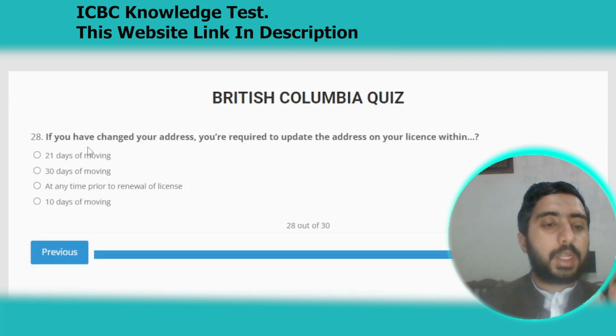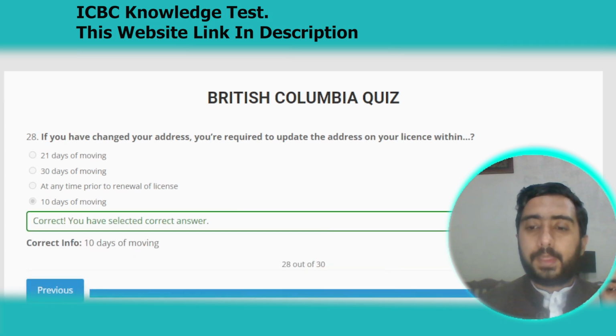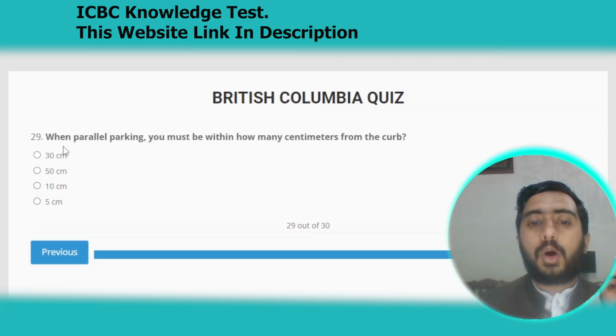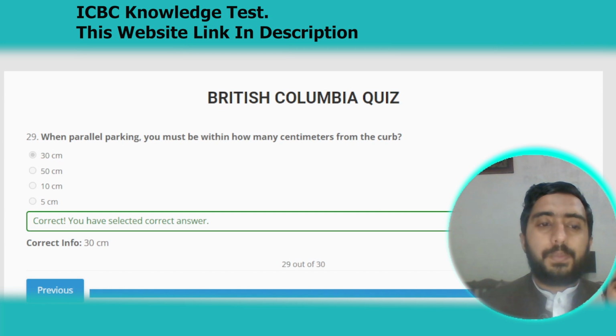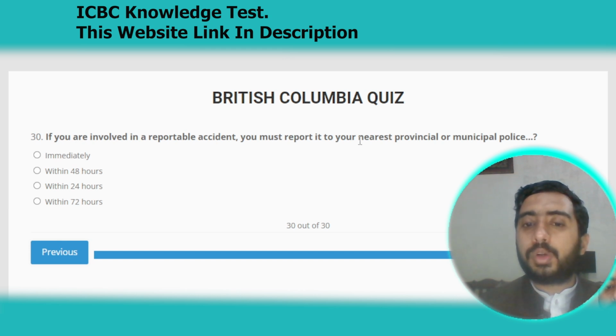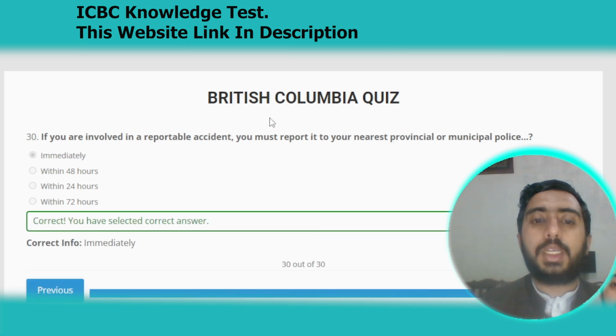Next one, question number 28. If you have changed your address, you are required to update the address on your license within 10 days of moving. Option D is the correct one. Next question. When parallel parking, you must be within how many centimeters from the curb? The correct answer is 30 centimeters. Next and the last question of this quiz. If you are involved in a reportable accident, you must report it to your nearest provincial or municipal police. The correct answer is immediately. And guys, British Columbia test number 3 is also completed here.